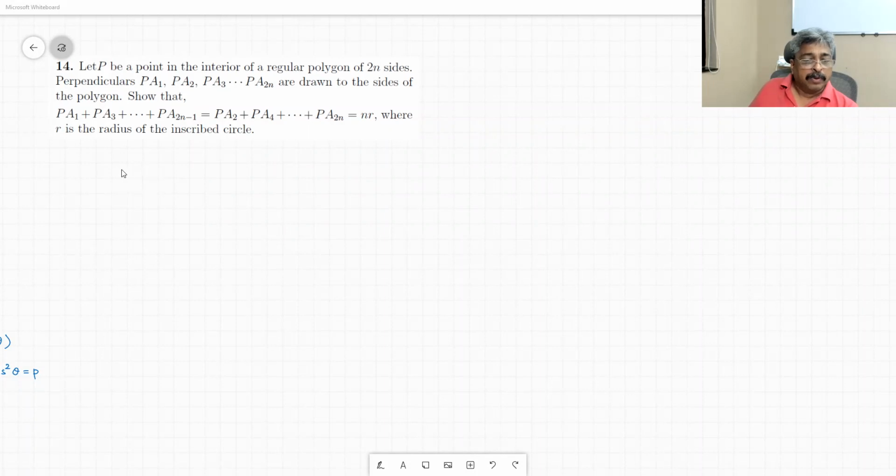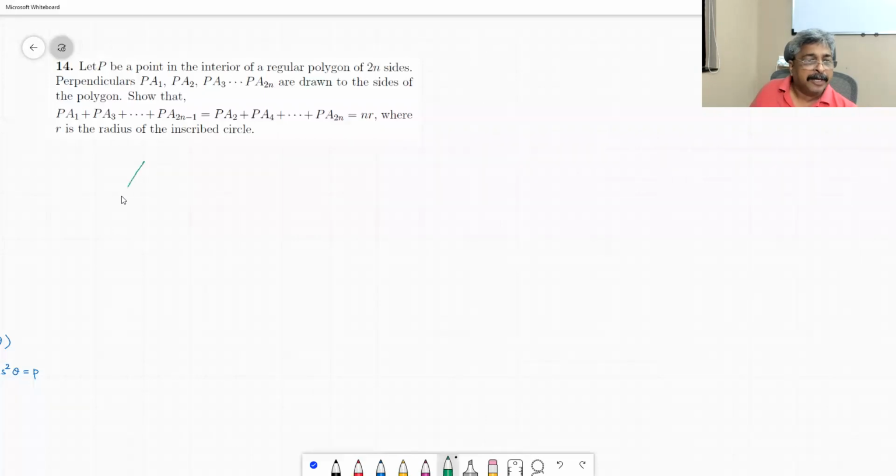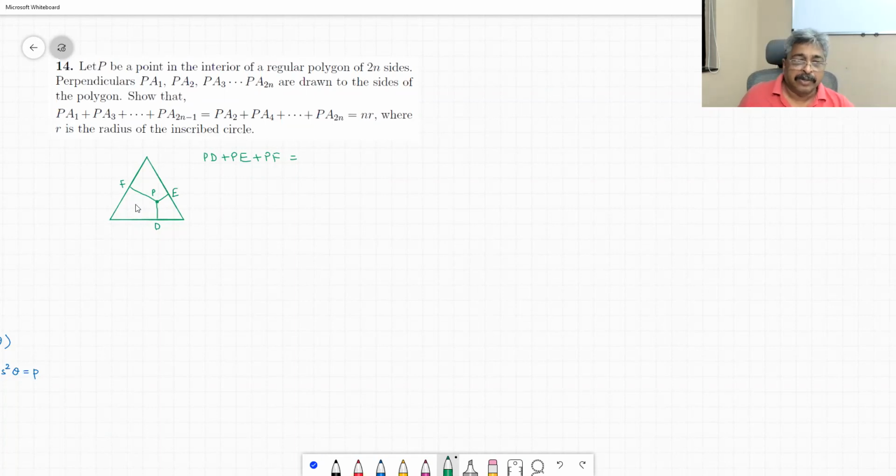Now, if you remember in 8th standard, we proved this property of an equilateral triangle: for any point we take inside an equilateral triangle, PD plus PE plus PF is constant. Actually, it is equal to the height of the triangle.